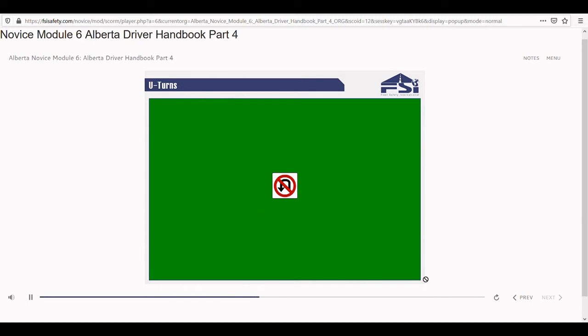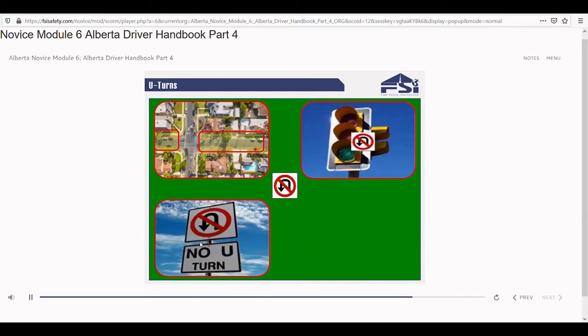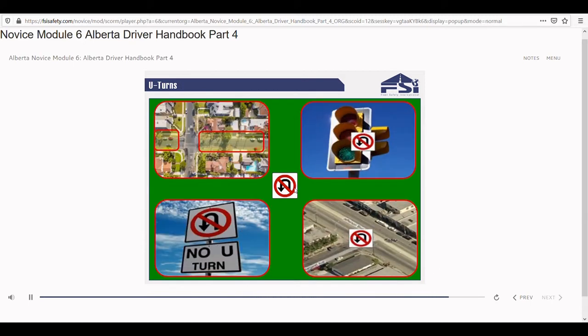Oh, look at this tiny little sign. Oh, and then they gave me the no U-turn sign again. They're giving me situations where you can't make a U-turn, symbolized by a no U-turn sign. And then they gave me 3 more pictures of no U-turn signs.